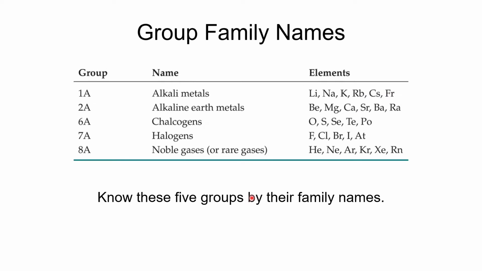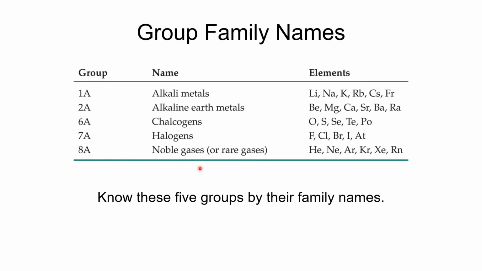In addition to the group numbers, we have a naming system, and that naming system gives family names for each of the groups. Group 1A is called the alkali metals. Group 2A is called the alkaline earth metals. Group 6A is called the chalcogens. Group 7A is called the halogens. And group 8A is called the noble gases.